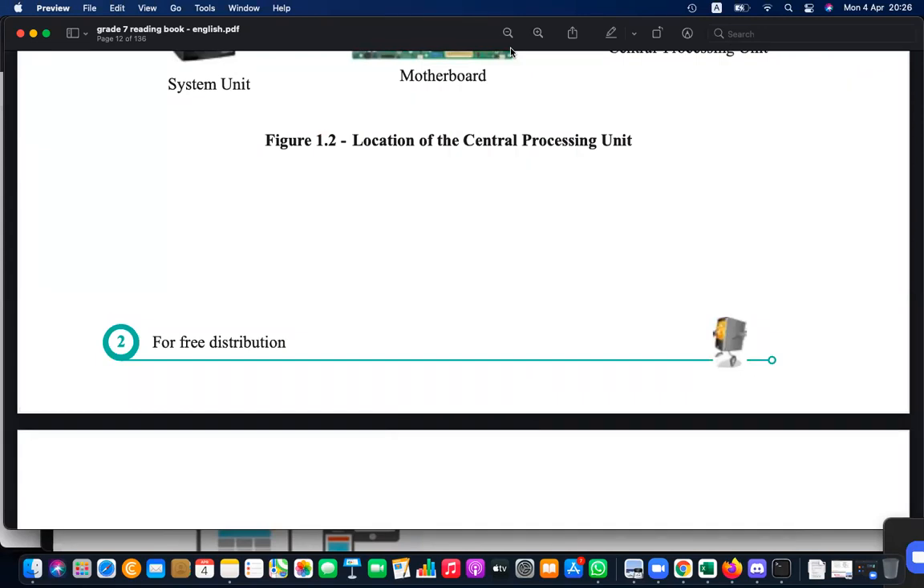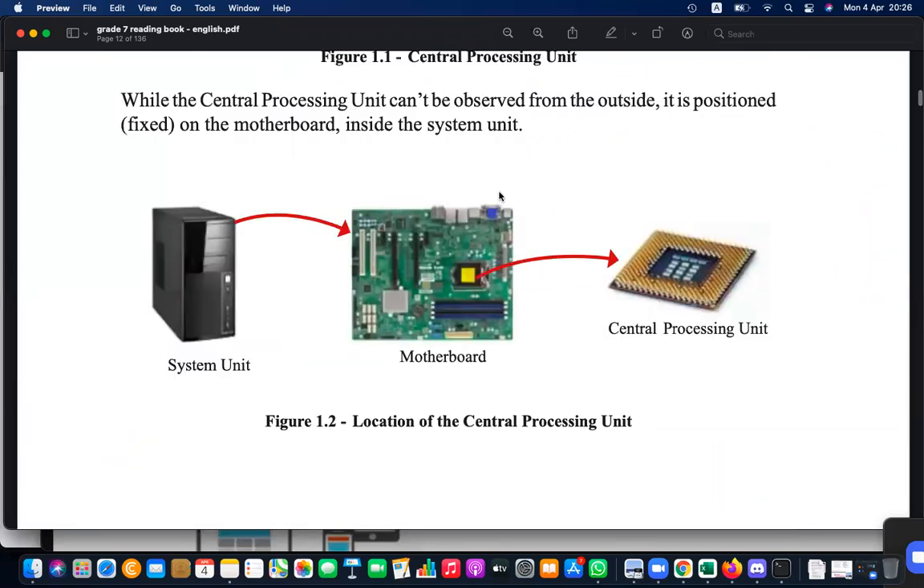Motherboard, central processing. Motherboard, no. Motherboard is not a part of the CPU. It's wrong. So totally wrong answer. How come the motherboard is part of the CPU? The CPU resides in the motherboard.